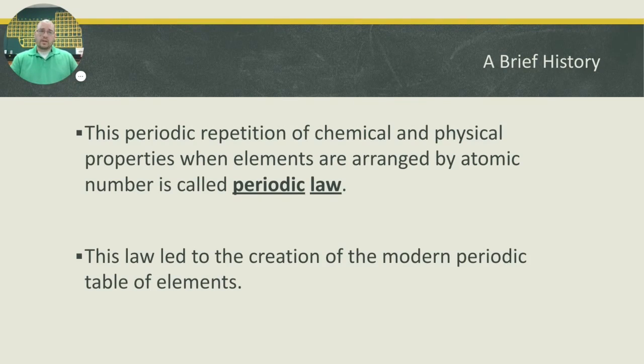So Mendeleev's periodic table was predictive. It was great, but it's not what we have now. What we have now, the modern periodic table, was arranged and discovered based off of this periodic law. Periodic law, once again, is a law that says that as elements are arranged by increasing atomic number, their properties will repeat in a pattern.